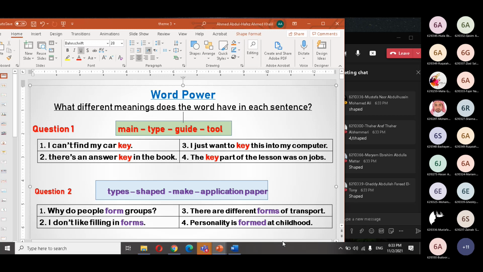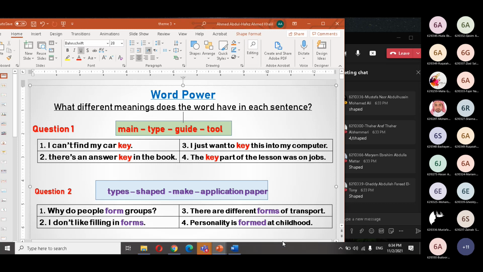In the second one, I don't like filling in forms. Anywhere you go they give you a form and they say fill in the form, which means complete the form. So the meaning of form here is an application paper. In number 3, there are different forms of transport. We have buses, planes, trains, bicycles. These are different forms, meaning different types of transport.